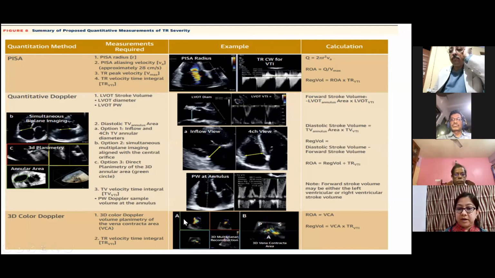Another very reliable method is the 3D color Doppler, from which the vena contracta area can be assessed, and from the vena contracta area we get the regurgitant orifice area, and the regurgitant volume from the vena contracta area into the TR-VTI.